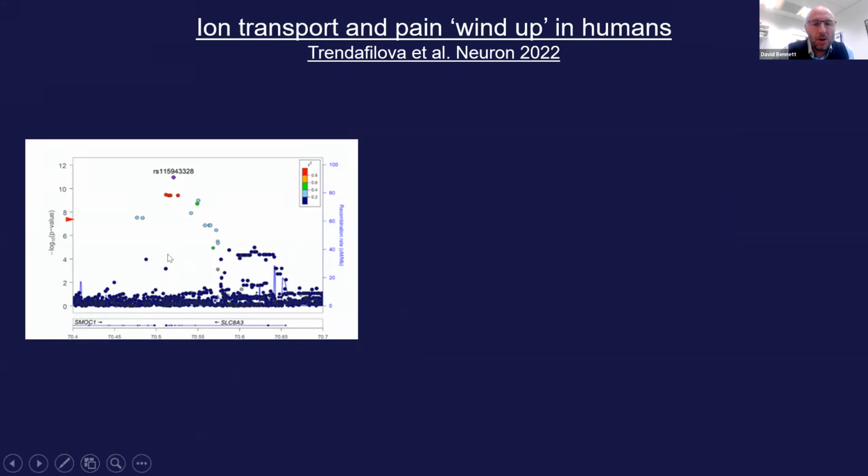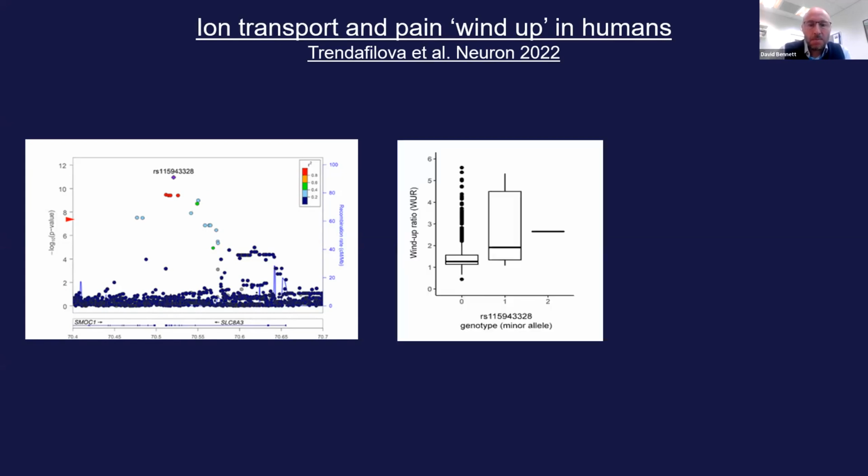What's interesting about this particular single nucleotide polymorphism that we identified is it's only present in Africans. So had we done this genome-wide association study in a Caucasian population, we would have completely missed this association. That's a growing theme in human genetics. The more of the minor alleles you have, the higher the wind-up ratio. So there's a dose-related effect.